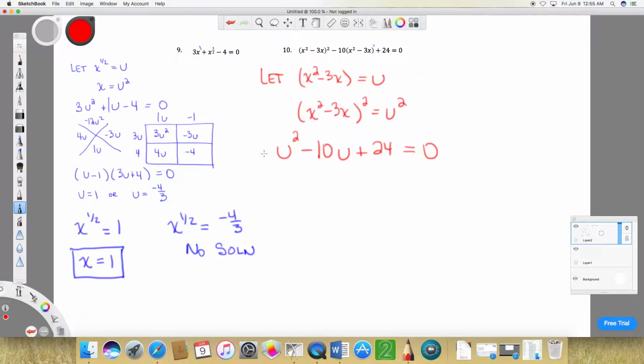And this, because the leading coefficient is 1, we can easily see that u minus 6 and u minus 4 is what this trinomial factors into, because a negative 6 times a negative 4 is positive 24, but the negative 6 and negative 4 add up to negative 10. This gives us solutions of u is equal to 6, or that u is equal to 4. But we're going to replace u with x squared minus 3x is equal to 6.